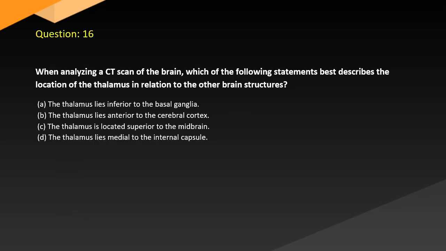Question 16. When analyzing a CT of the brain, which of the following statements best describes the location of the thalamus in relation to the other brain structures? A. The thalamus lies inferior to the basal ganglia. B. The thalamus lies anterior to the cerebral cortex. C. The thalamus is located superior to the midbrain. D. The thalamus lies medial to the internal capsule.